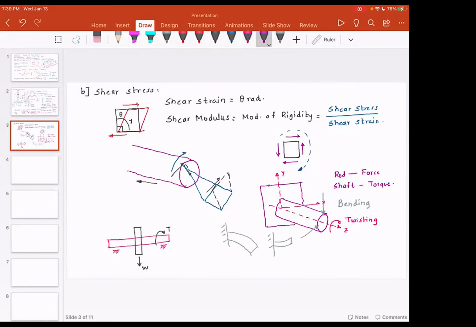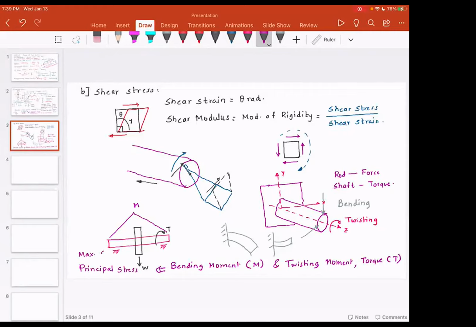So now I want you to visualize. You have the bending moment M and the twisting moment T, which is nothing but torque, simultaneously acting on this shaft. And these two together give rise to principal stresses, and obviously maximum shear stress.